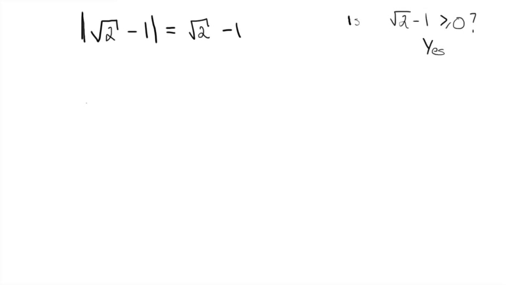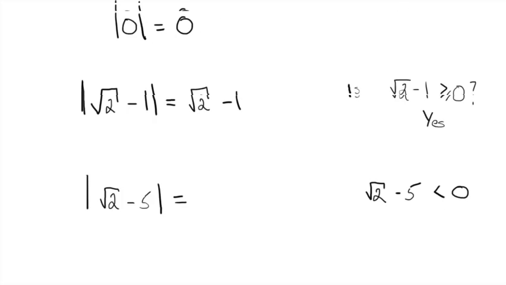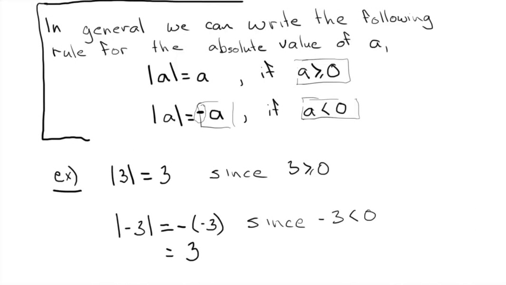How about one like this? So let's say we went root 2 minus 5. What's the absolute value of root 2 minus 5? Well, in this case, remember before, root 2 we said was about 1.4. So 1.4-ish minus 5 is going to be a negative number, less than 0. So therefore, we're under this section here, right? Because our a value, our number in the absolute value, is less than 0.